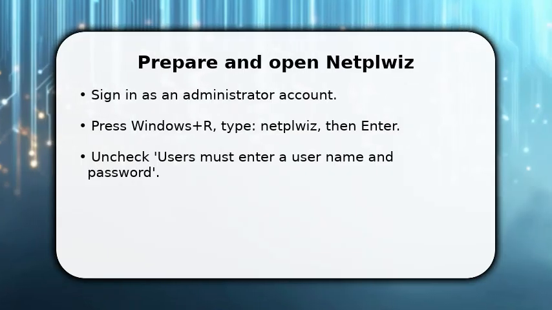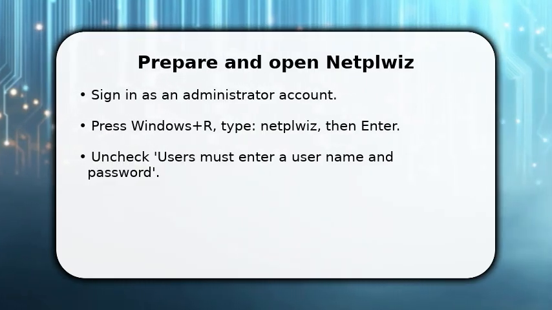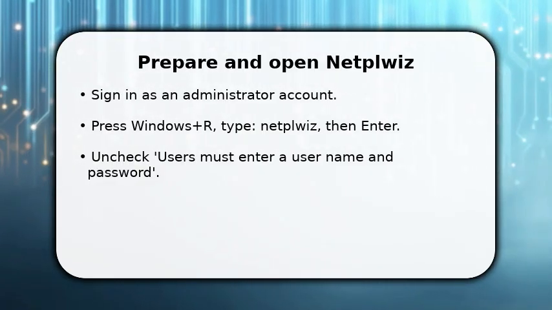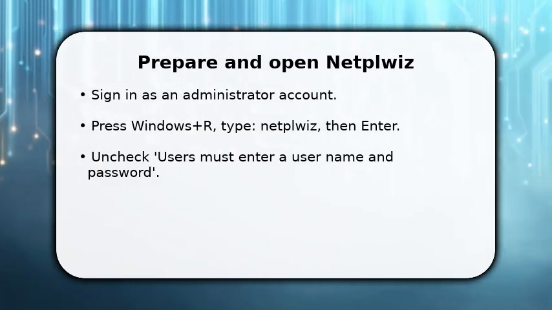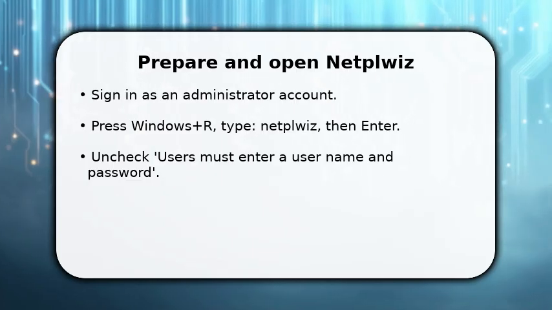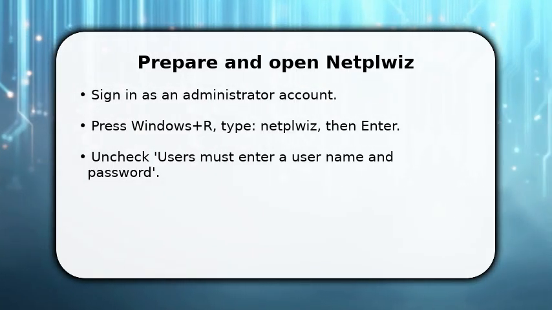You start by using an administrator account because the change requires elevated rights. Once signed in, press Windows plus R and type netplwiz, then press Enter to open the Advanced User Accounts window. Make sure the account you want to auto-login is highlighted. This is the first actionable step.